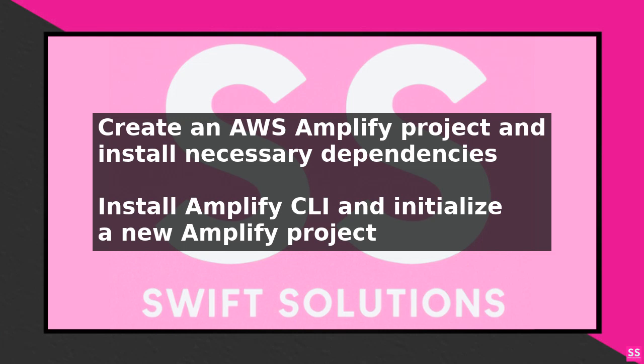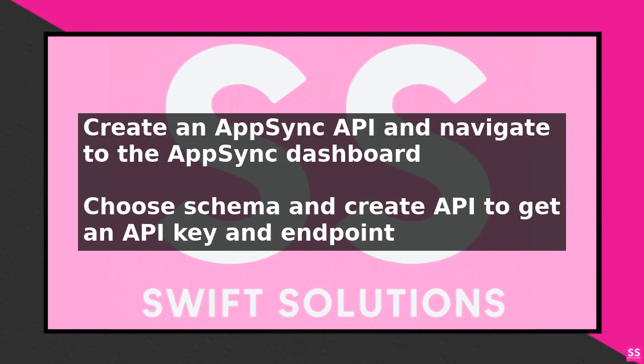Next, create an AppSync API by going to the AWS Management Console and navigating to the AppSync dashboard. Click on Create API and choose the schema you want to use. You can use a pre-existing schema or create a new one. Once the API is created, you will be given an API key and a GraphQL endpoint.